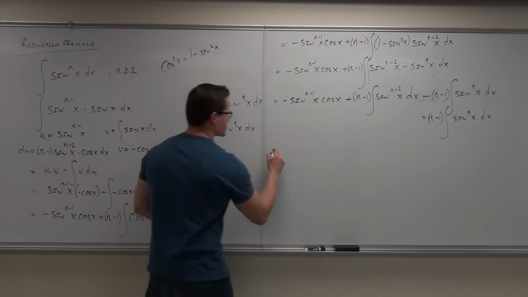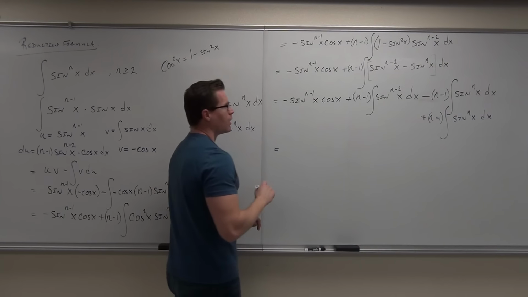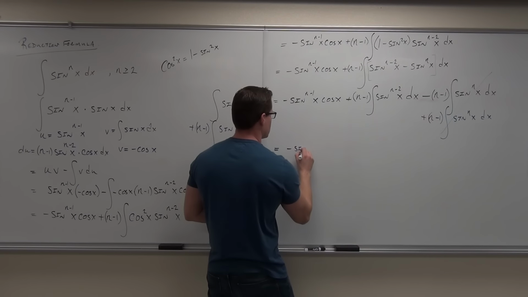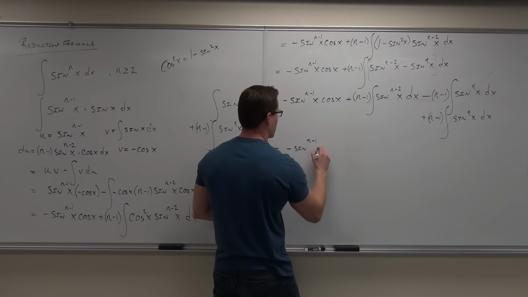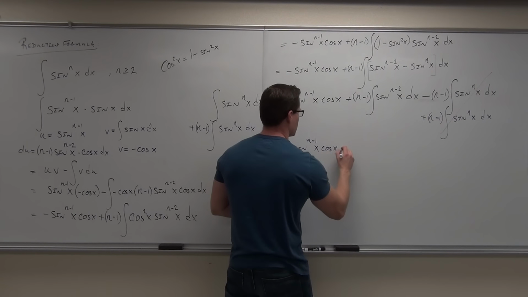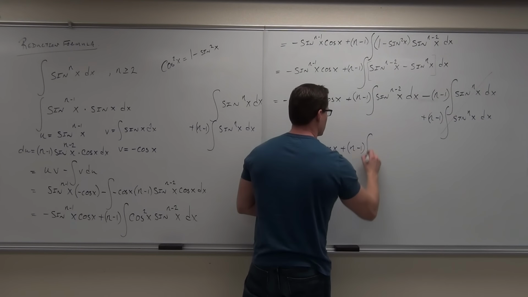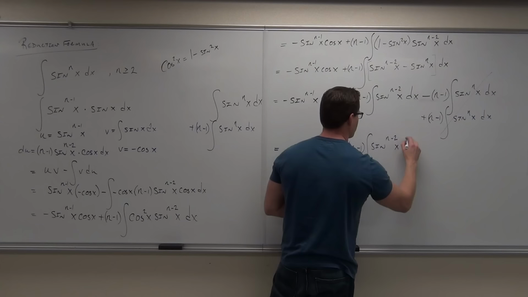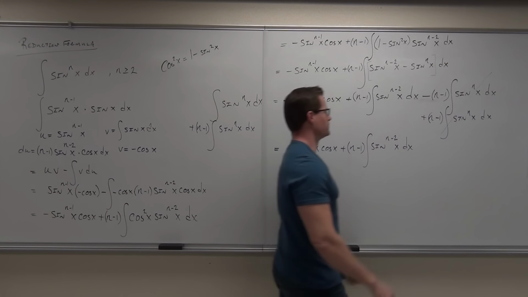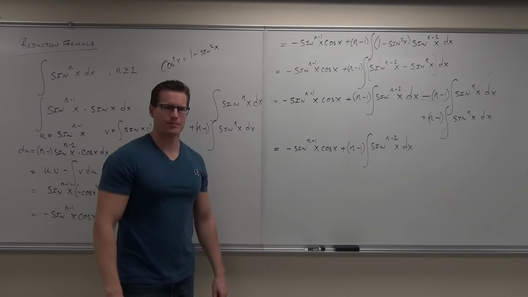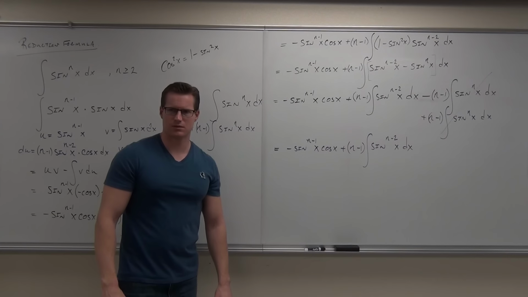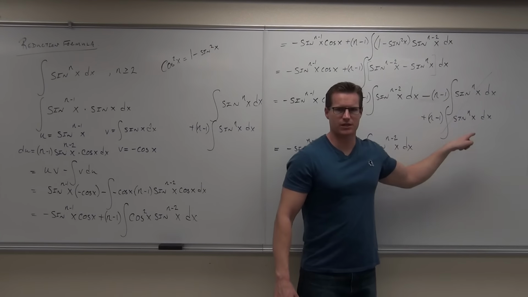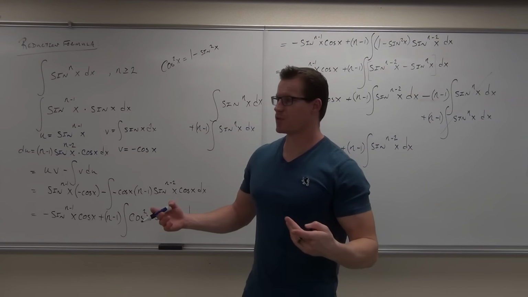let's think about what happens. Let's do the right side first. On the right-hand side, this entire thing is gone. We have negative sine to the n minus 1 power of x cosine x, plus n minus 1 times the integral of sine to the n minus 2 power of x dx. This is gone. You guys all right with that one? This is all the same, right? We just added this to both sides, therefore it is gone, simplified.